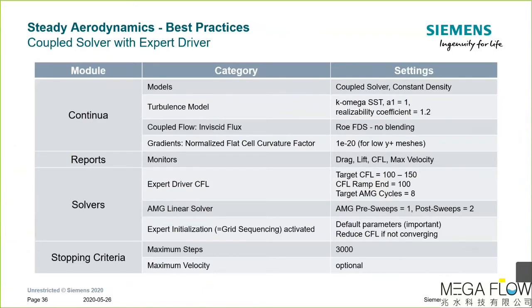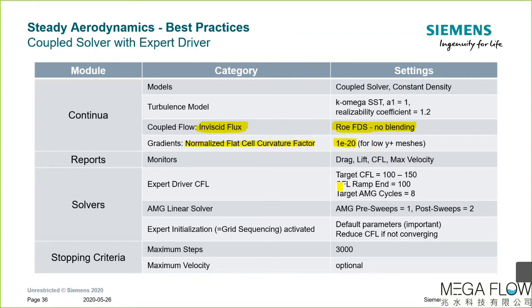So a couple of settings you can find in the best practice document here are related to the expert driver. What is special? Well, we are changing the inviscid flux options to ROE, FDS, no blending, basically adding a bit more dissipation to make the simulation more stable. And we are also changing the normalized flat side curvature factor to a very small value in order to force green Gauss in the prism layers. So that's basically all we did.